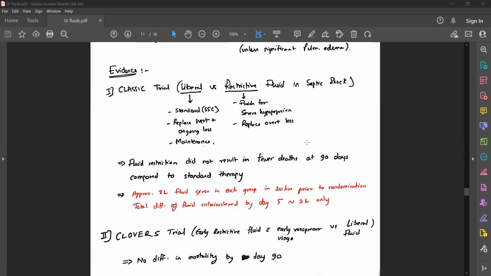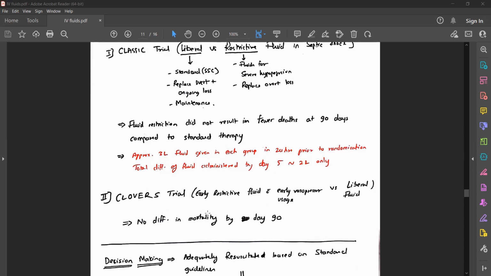Now, fluid restriction in this trial did not show to result in fewer deaths at 90 days as compared to the standard therapy of giving somebody fluid resuscitation and keeping them on maintenance if needed, and replacing the overt and ongoing losses. And the problem with this trial was that approximately 3 liters of fluid was given in each group in 24 hours prior to randomization. So the total difference of the fluid that was administered by day 5 was only about 2 liters.